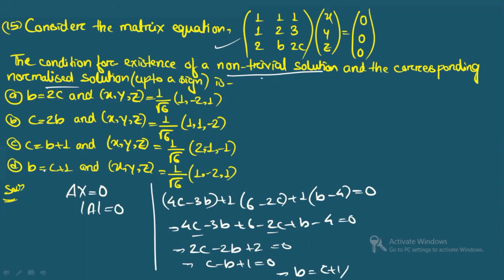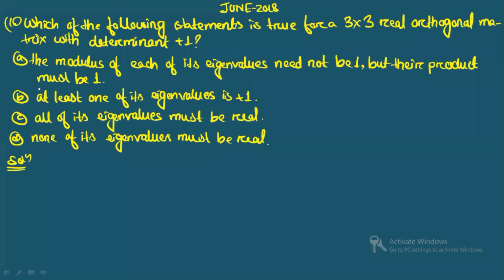And this is only for option B. So for further calculation, if we want to find the normalized solution, you can just get it from here. Clear? So the next question is question number 16.